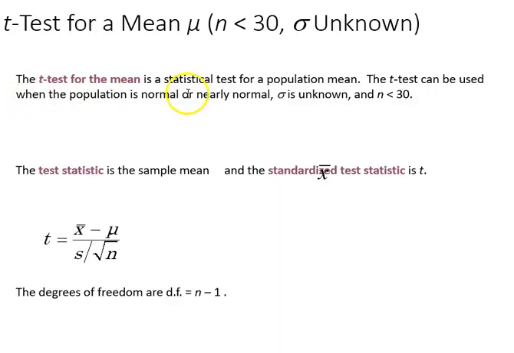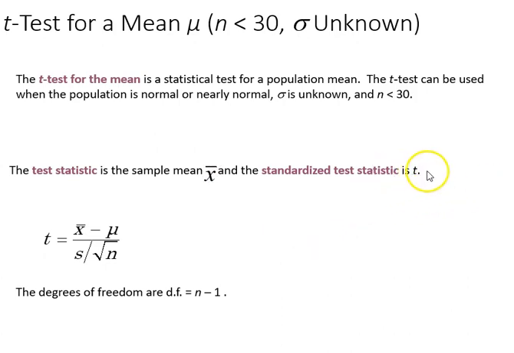So the t-test for the mean is a statistical test about the population mean. It can be used when we have a normally distributed population or close to normal. We do not need to know the population standard deviation, and n, the sample size, can be small, it can be under 30. So the test statistic is the sample mean, x bar. And the standardized test statistic is t.